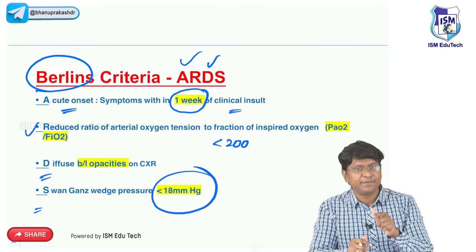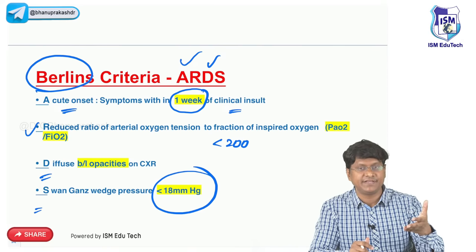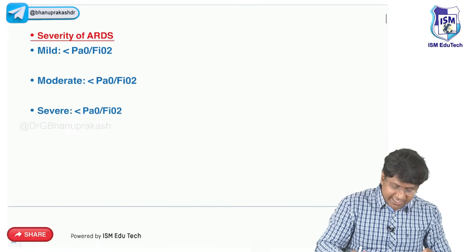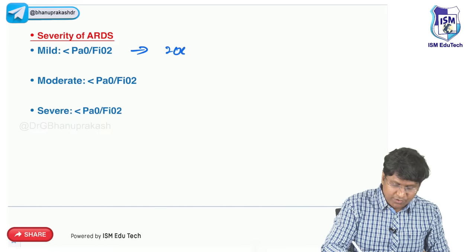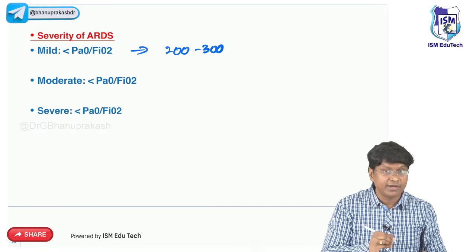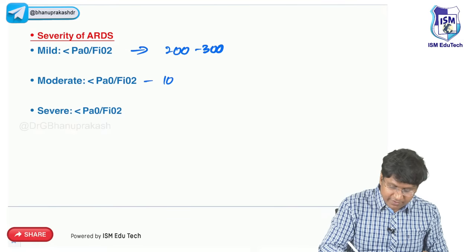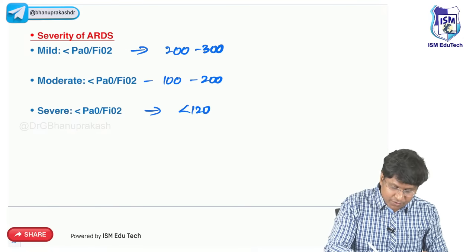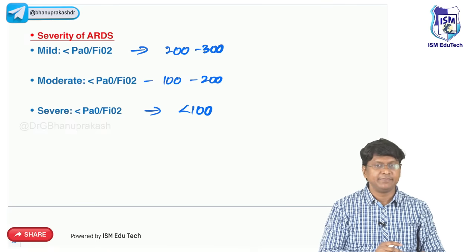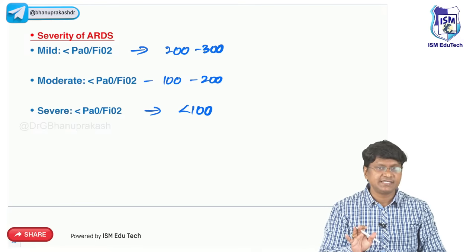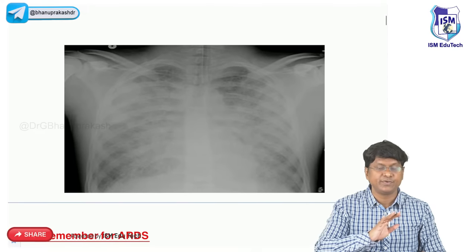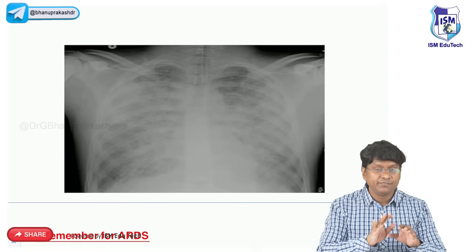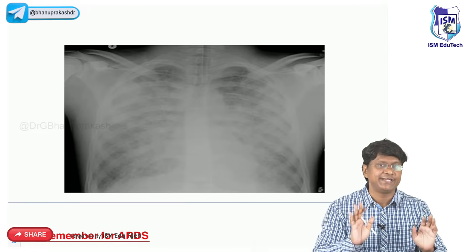And depending upon your PaO2 by FiO2 value, we assess the severity of the ARDS. In mild, the PaO2 by FiO2 will be around 200 to 300. Whereas in moderate, the PaO2 by FiO2 will be 100 to 200. Whereas in severe, the PaO2 by FiO2 will be less than 100 millimeters of mercury. So that is how you will assess the severity of ARDS. And this will be the chest x-ray in patients with ARDS, where you have diffuse bilateral opacities, which we describe as complete white out lung.